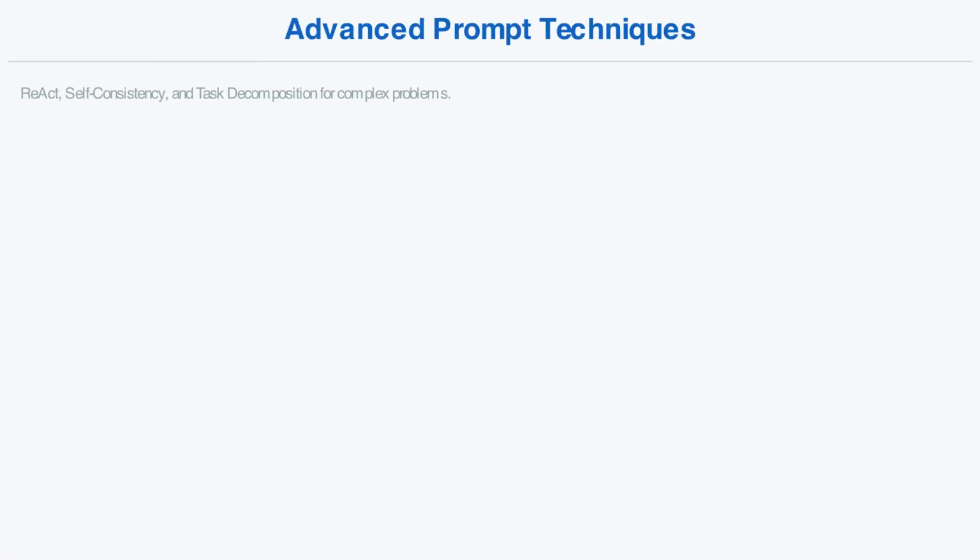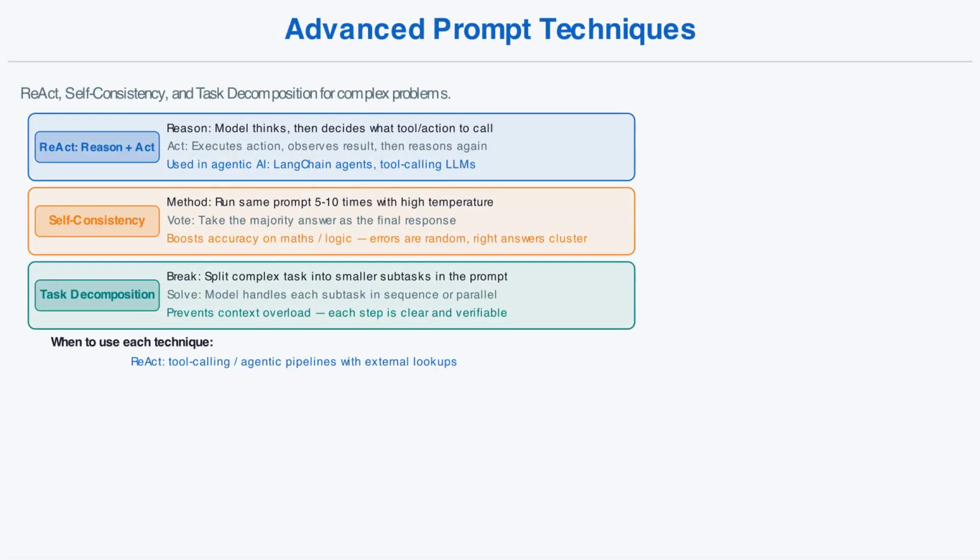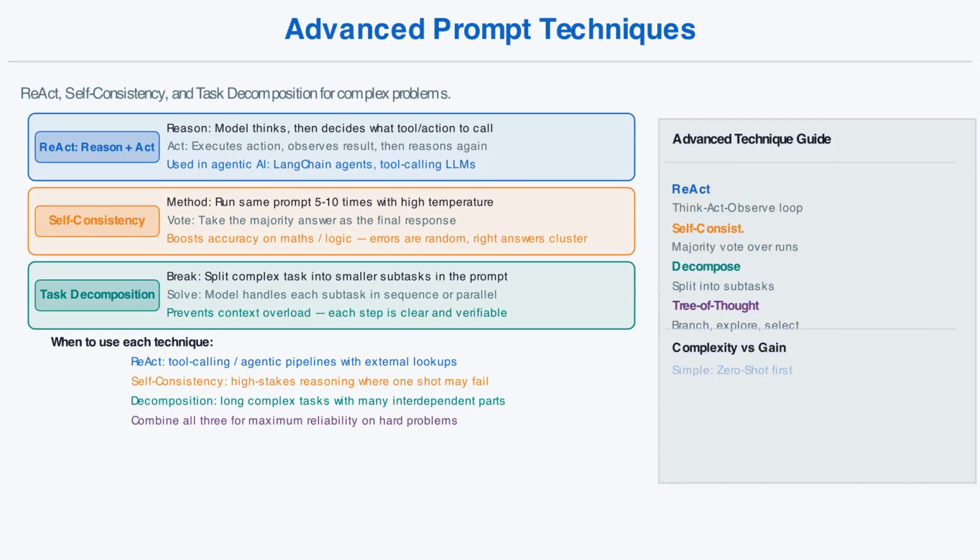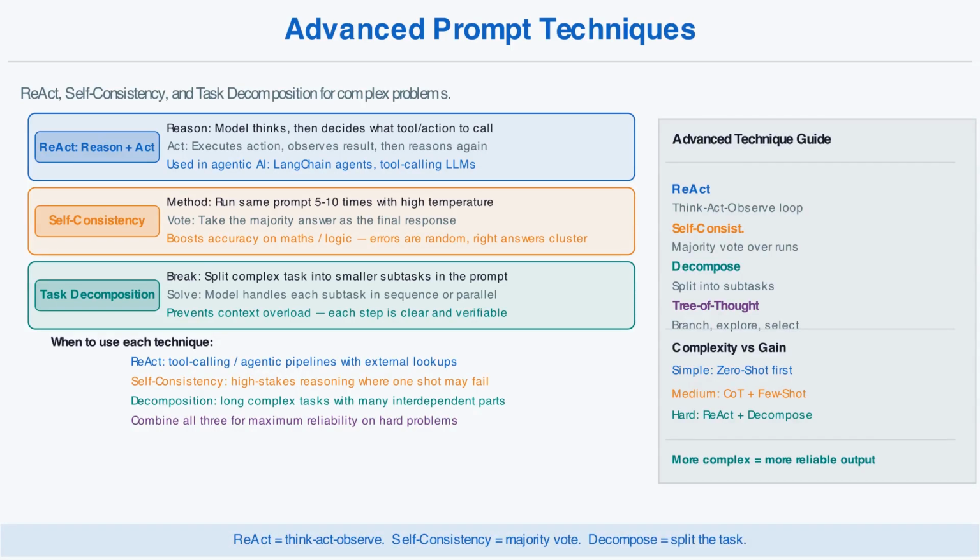Now let us look at 3 advanced prompt engineering techniques used in production AI systems. REACT stands for Reason plus Act. Instead of asking the model to answer directly, you structure the prompt to make it reason, decide on an action like searching the web or calling a database, observe the result, then reason again.